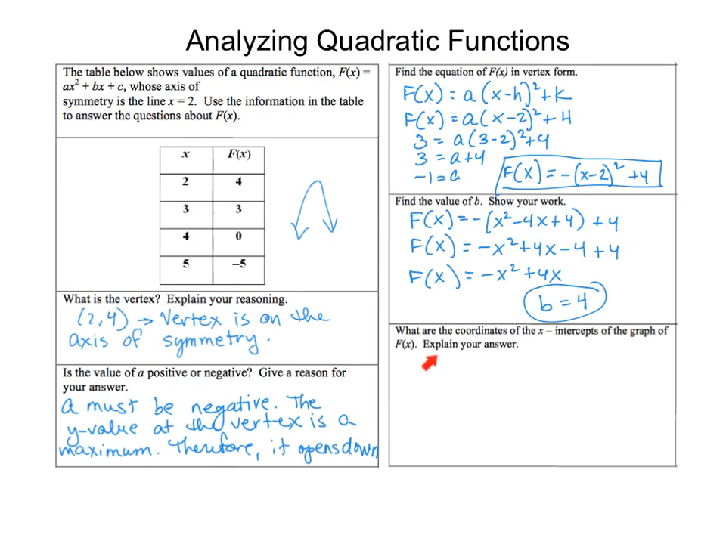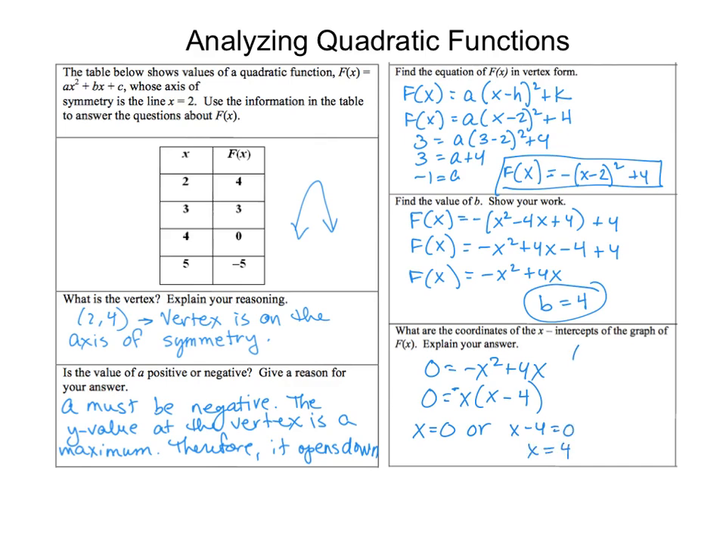The last question is, what are the coordinates of the x-intercepts of the graph? Well, my function will cross the x-axis where y is 0. So I'm going to take my function f of x and set it equal to 0. So I'll factor out an x. Actually, I'm going to factor out a negative x. And then we'll set each factor equal to 0. So that means x is 0 or x minus 4 is 0. That would give me x is 4.